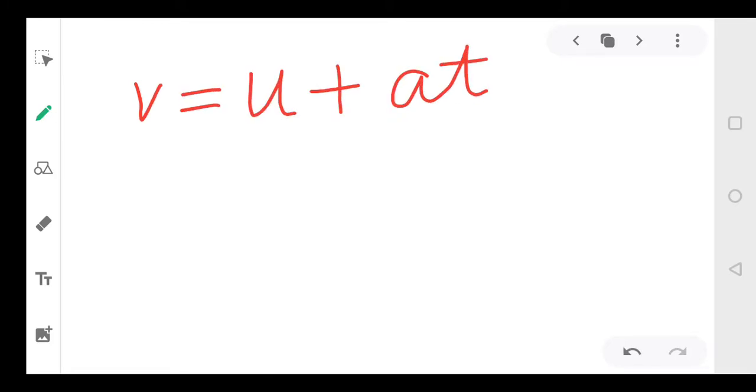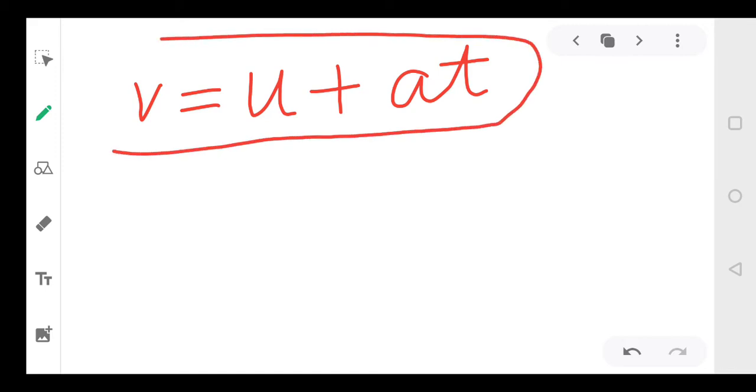Now before we go further, we need to understand, we have talked about the first equation of motion. Can you tell me, dear students, what is the first equation of motion? Anji, what is the first equation? V is equal to U plus AT. Right, this is your first equation of motion.